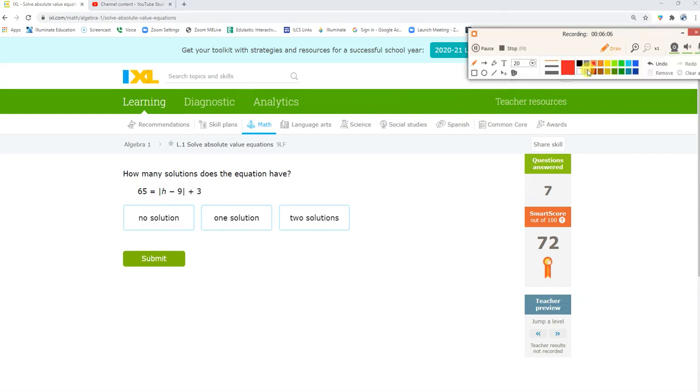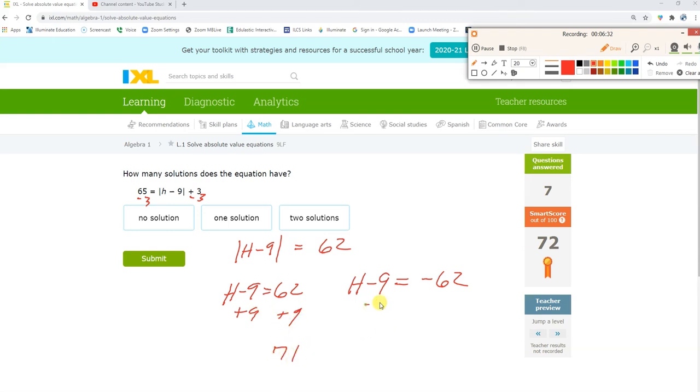Back to this one solution, no solution thing. Let's just start solving it. Isolate it. So minus 3, that's going to give me absolute value of h minus 9 equals 62. Here's the split. H minus 9 equals 62. H minus 9, I just flipped the equal sign. You can't tell. Negative 62. Adding 9, that takes me to 71. Adding 9, what's that take me to? 52, 53, negative 53. So how many solutions? 2 solutions.